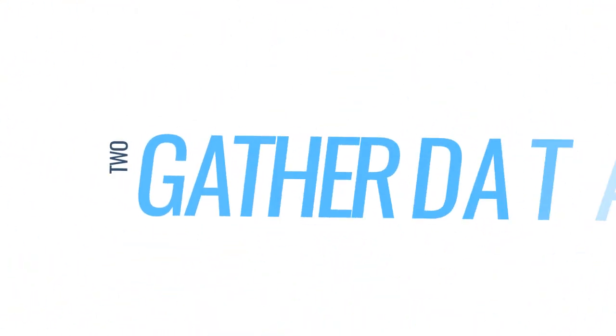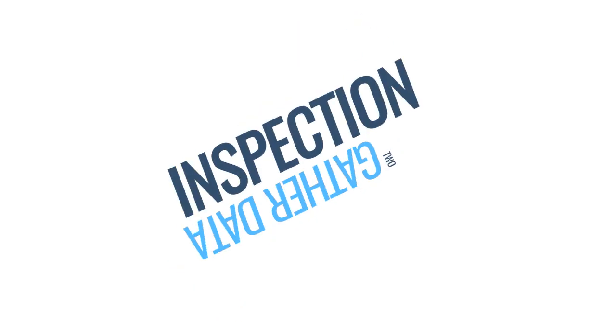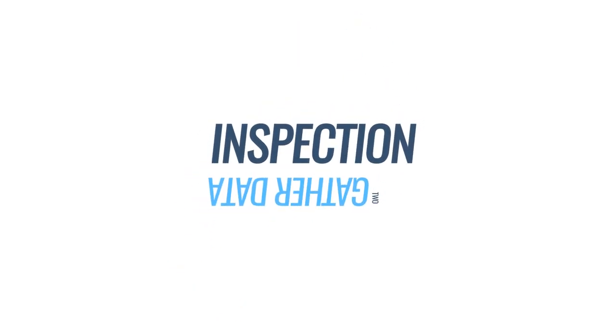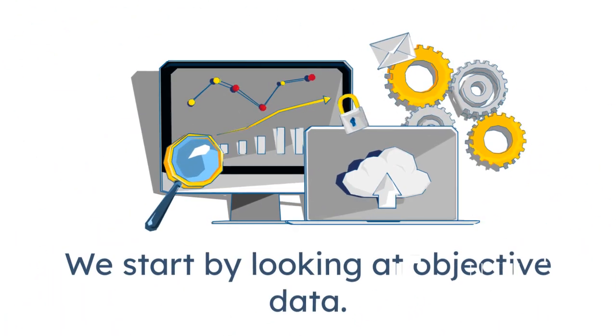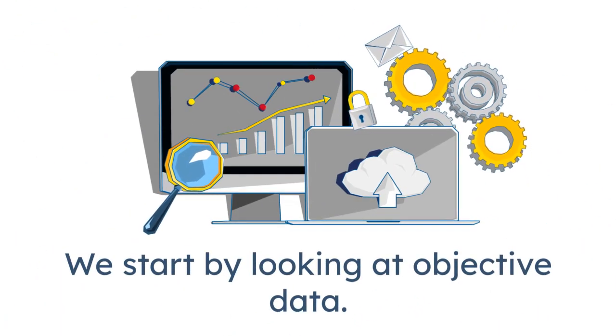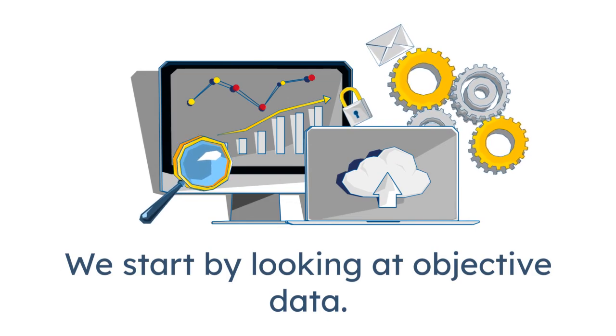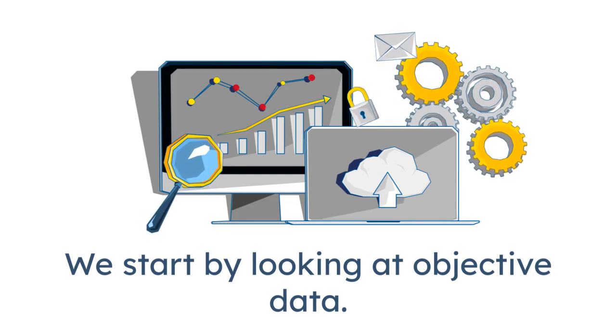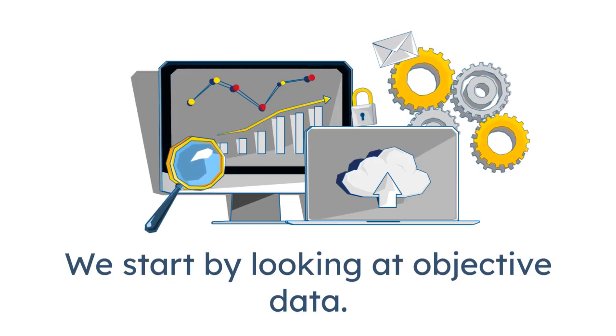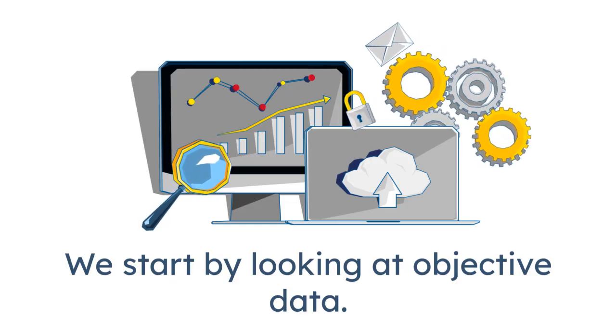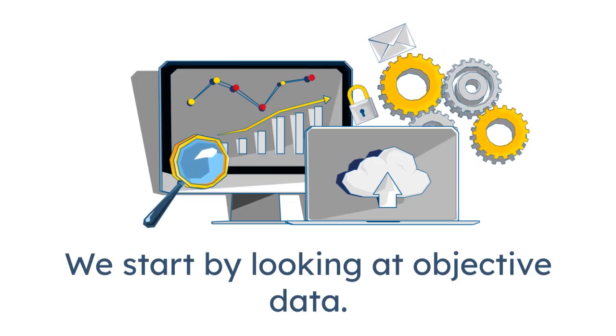Gather data, inspection. This inspection phase must focus on the process, not the people. We start by looking at objective data. Was our throughput higher or lower this sprint? Did the number of escaped defects increase? Use metrics like cycle time or bug density as objective starting points. Data helps us focus the conversation on facts rather than subjective feelings.